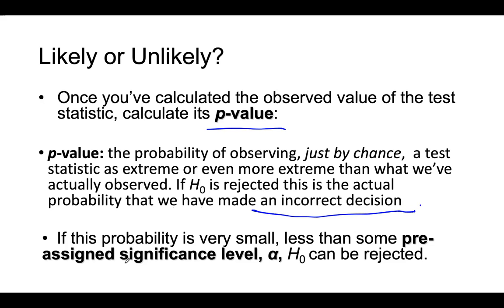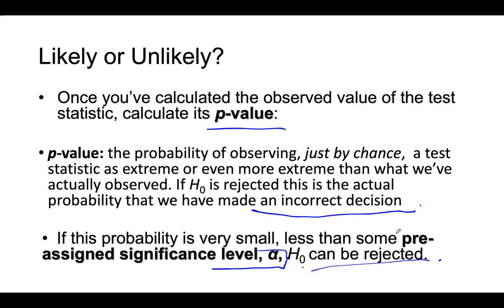So if the probability is very, very small, less than some pre-assigned significance level alpha, the null hypothesis can be rejected.